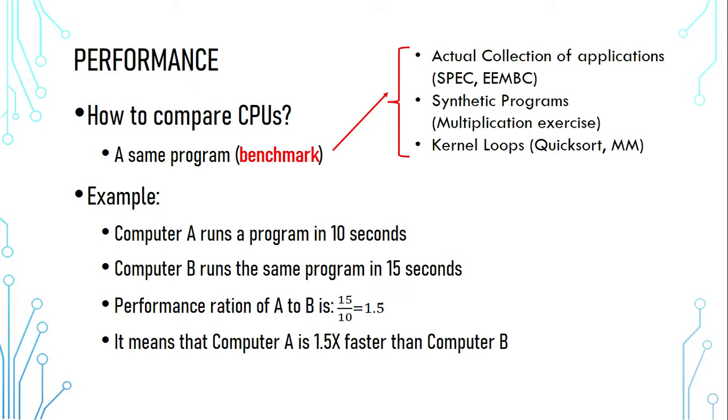Let's see an example from Patterson's book. Computer A finishes the program in 10 seconds and computer B finishes it in 15 seconds. The performance ratio of computer A to computer B is 1.5. It means that computer A is 1.5 times faster than computer B.